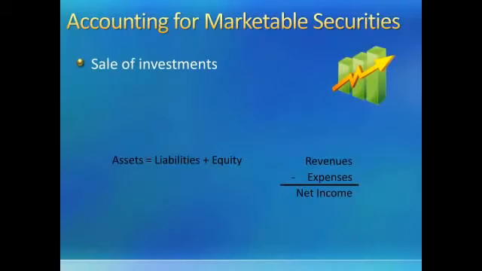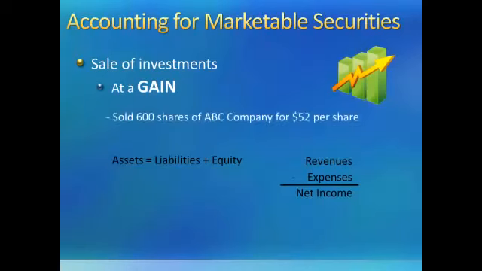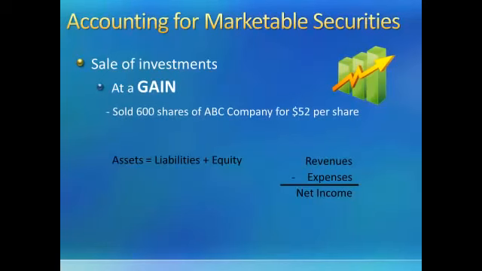The next accounting event that we will consider is the sale of an investment if we're selling it at a gain. When we sell an investment at a price more than what we paid for it, we would have a gain on that sale. If we sell an investment for less than what we pay for it, we have a loss on the sale of that investment. Our example here is we sold 600 shares of ABC Company for $52 per share.